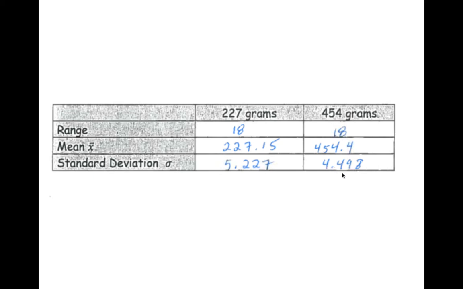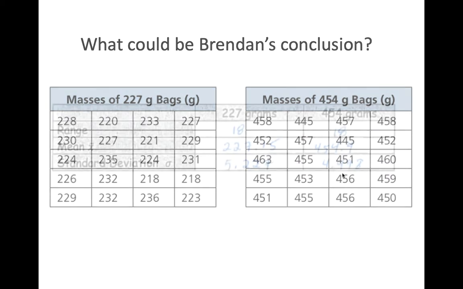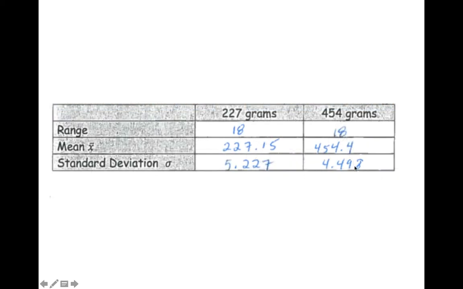And so the question is, what would Brendan's conclusion be looking at something like this? Well, if he's looking at these data points, what he can conclude is that the mass of these larger bags of sunflower seeds was more consistent than it was for the smaller bags. That the smaller bags seem to have some kind of a glitch.